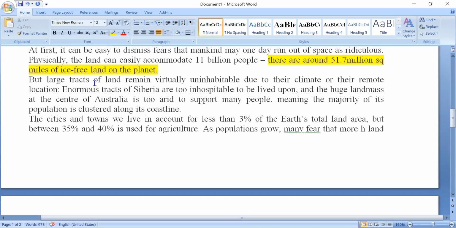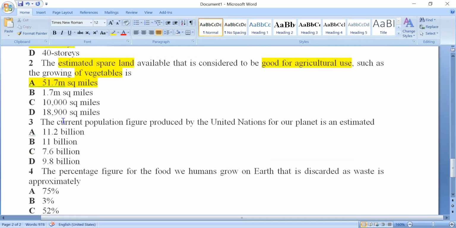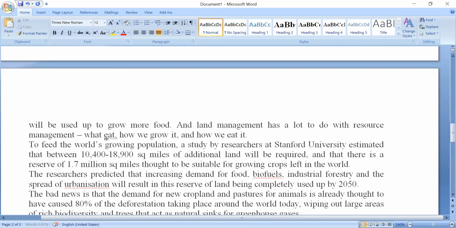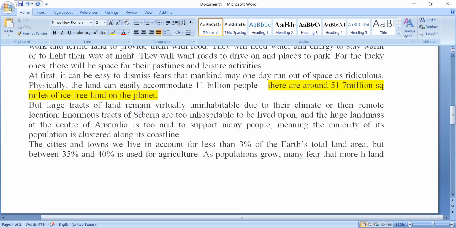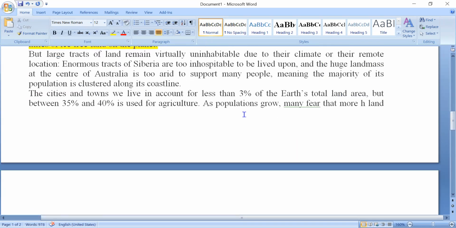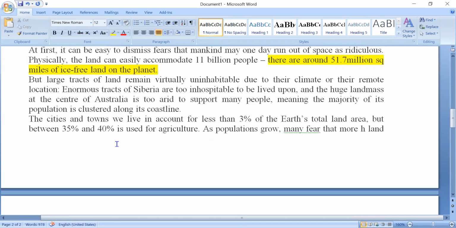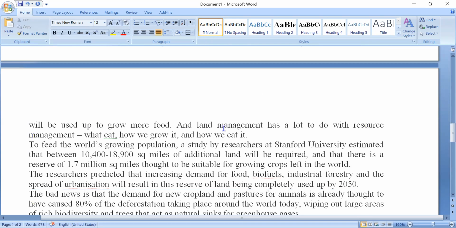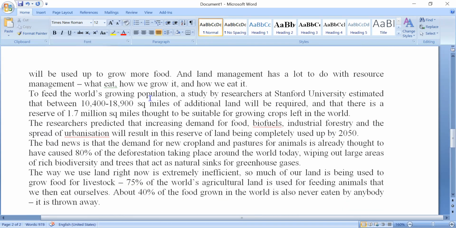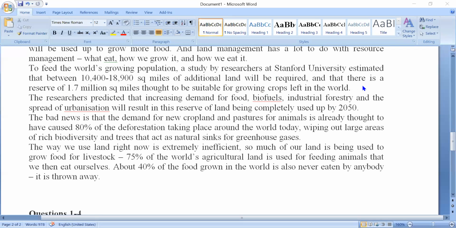Okay, the large tracts of island remain virtually inhabitable due. Okay, sorry. The next question is the current population figure produced by United Nations for our planet is estimated. Current population figure, United Nation for our planet. Okay, so we will look for the population. Population, maybe here. United Nation, United Nation. We have to find out United Nation and population.